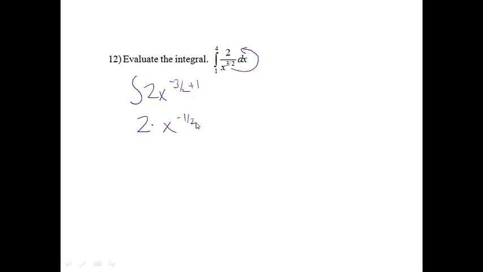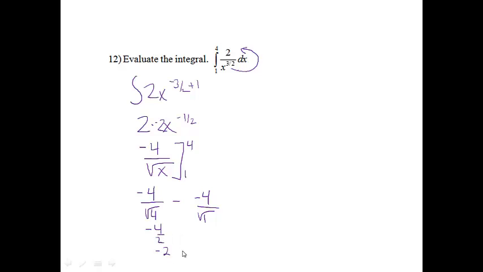That would be x to the negative 1/2. And then the reciprocal goes out front, which would be negative 2. So this becomes negative 4 over the square root of x. I now do need to evaluate it at 4 and 1. So I will plug 4 in first, and then minus plug in 1. So I end up getting negative 4 over 2, which is negative 2. And then this will be plus 4. Negative 2 plus 4 is 2.